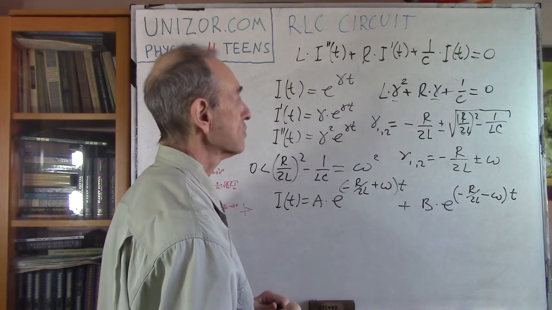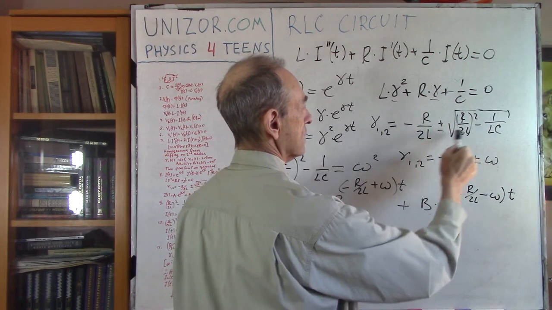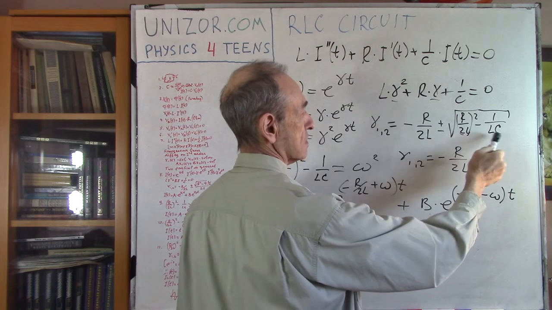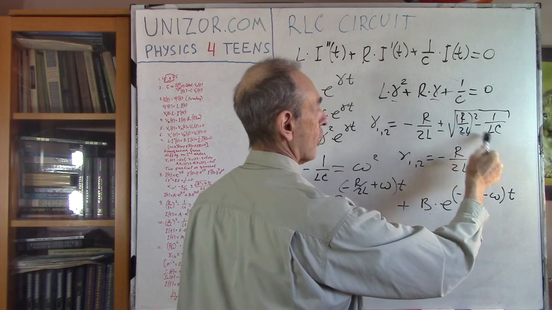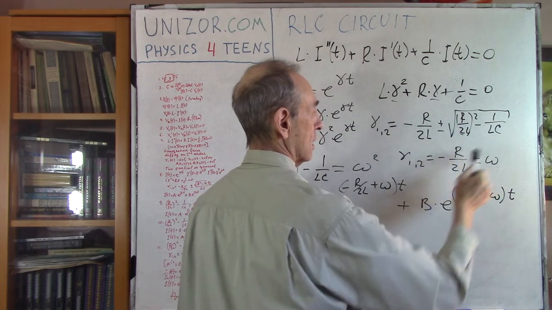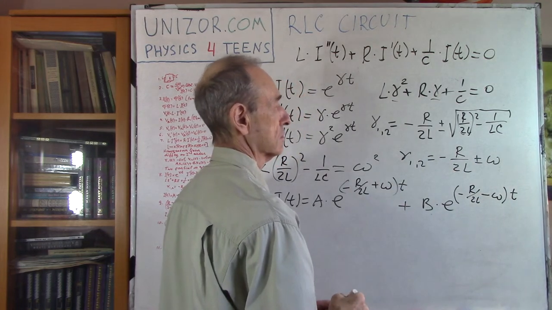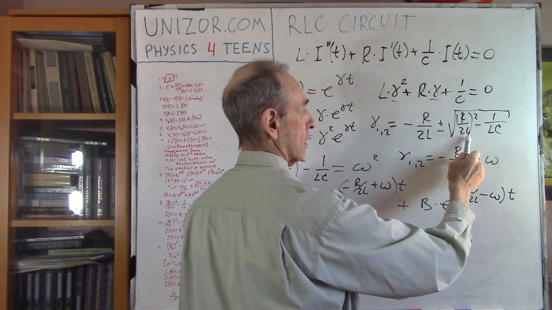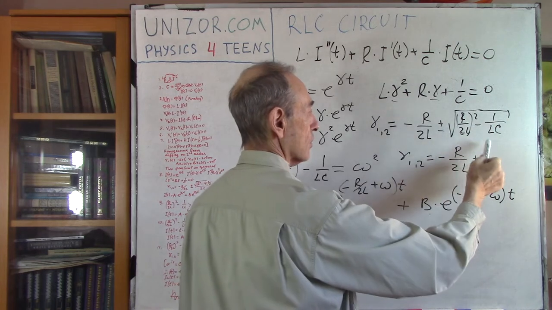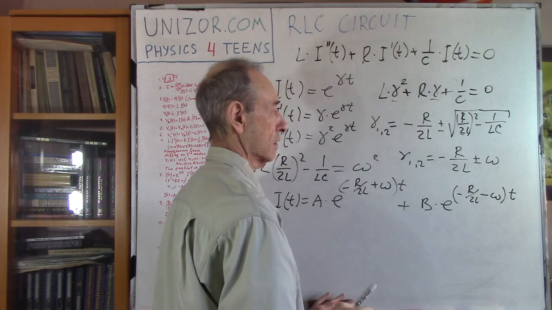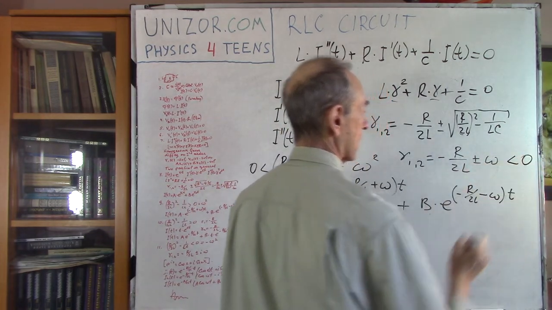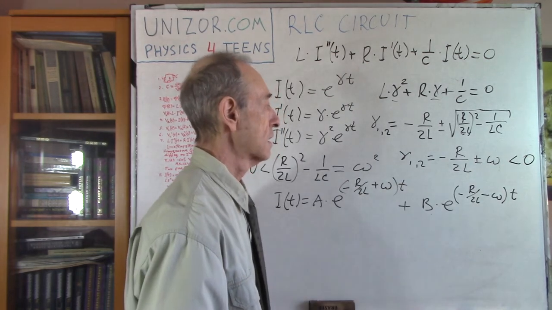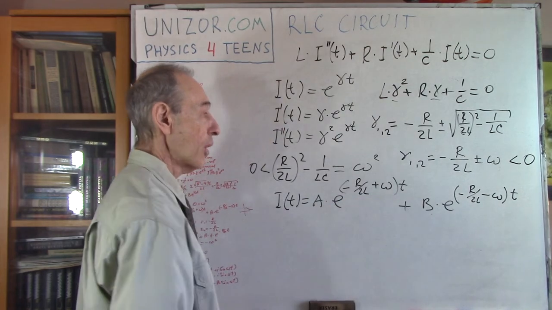Now, what's interesting is that this is r over 2l squared minus something. Now, this something is positive. But this thing is smaller now than r over 2l squared, which means omega is smaller than r over 2l, right? So this is omega, square root of this. Since we are diminishing the r over 2l squared, we have less, still positive, but less. So the square root of this would be by absolute value less than r over 2l, which means that both of those gammas will be negative. This is minus r over 2l, and there we're adding something, which is by absolute value smaller. So the gamma is negative, and both of these are negative.